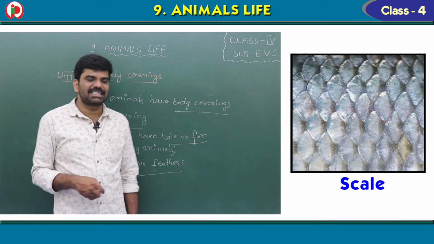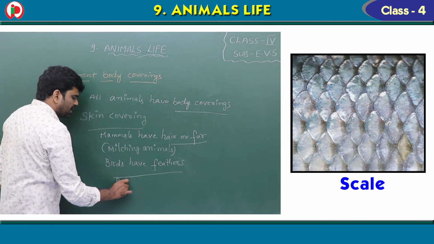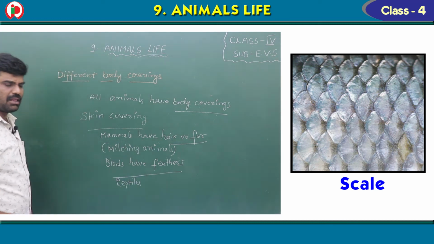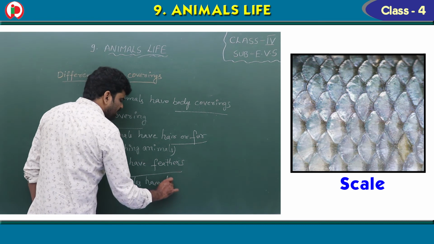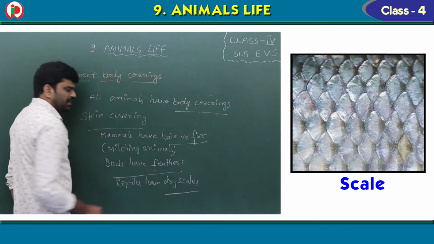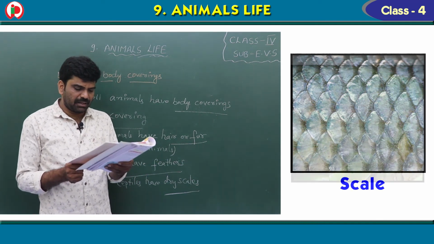Reptiles have dry scales. See children, what are reptiles? Snake, crocodile, tortoise, all these are reptiles. They have dry scales on the skin. The skin will be very different. Small scales will be present.